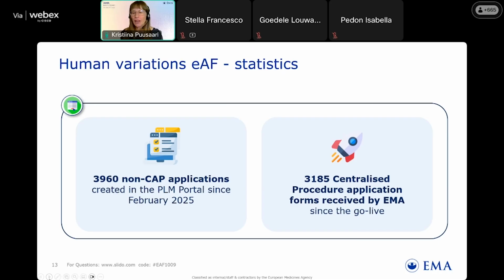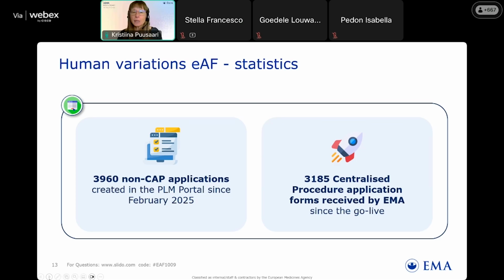And here, just to give you a very quick update on the statistics. Up to yesterday, we have seen nearly 4,000 non-CAP application forms being created in the PLM portal since we went live in February 2025. It's really nice to see this number going up. Unfortunately, I'm not able to give you a number of how many of those forms have been submitted to the NCAs up to now, because of course they don't come to the EMA, and to retrieve this information from all different NCAs is not so simple, but we are really pleased to see the number ticking up.